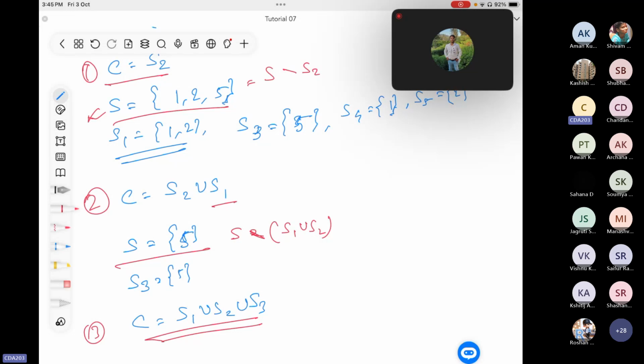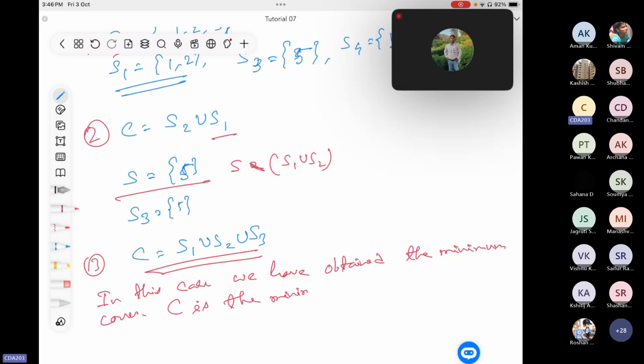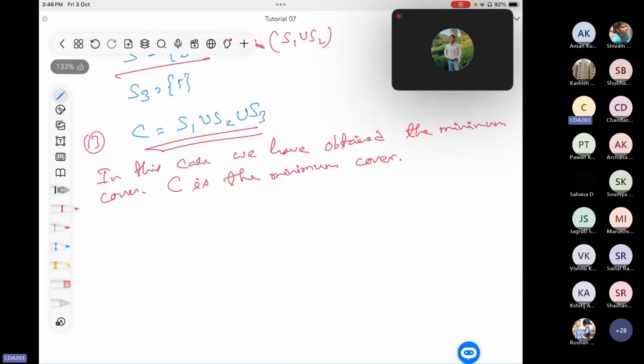There cannot be a cover smaller than 3 that covers the elements of S using that family of subsets that we have given. So in this case, we have obtained the minimum cover. I mean, C is the minimum cover actually. Not necessarily unique, but yes, minimum. It's one of the minimum.